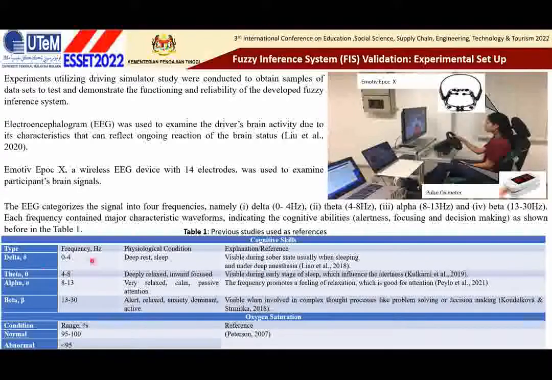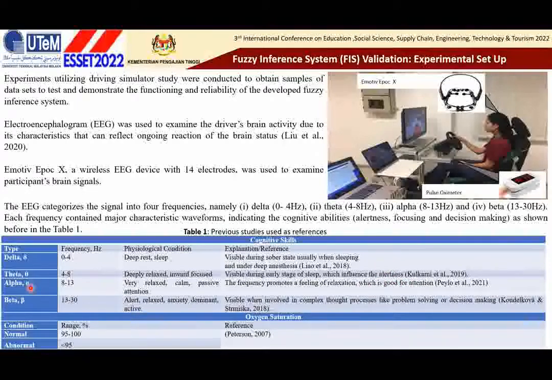Delta means deep rest or sleep. This frequency was ignored because it is not related to cognitive skills, since the driver has already fallen asleep. And theta, which is the frequency between 4 to 8 Hz, means deeply relaxed and inward focus. That means at this stage, these characteristics are visible during the early state of sleep, which influences the alertness.